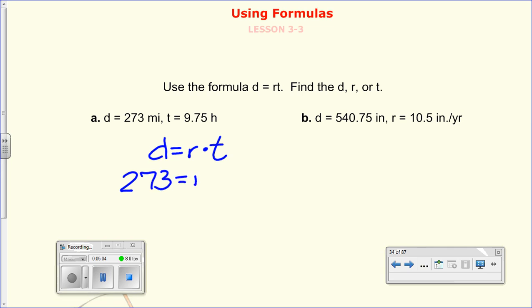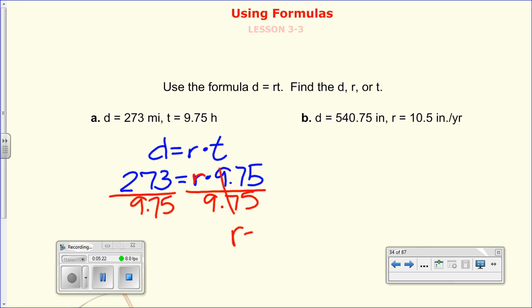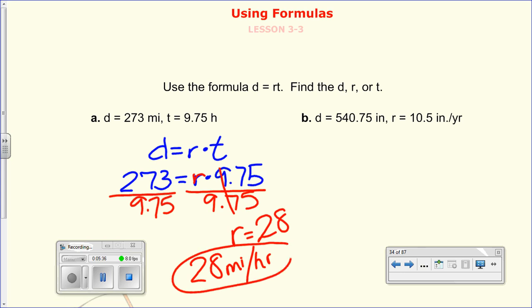The rate we don't know, and the time is 9 and 75/100ths of an hour. So again, we need to solve for our variable r. We need to get r all by itself. On the same side, they're multiplying r by 9 and 75/100ths, so we're going to divide. So we're left with r is equal to, if you divide that out, 273 by 9 and 75/100ths, you get 28. So here we are going 28 miles per hour. All right, that's what you should have had for A.